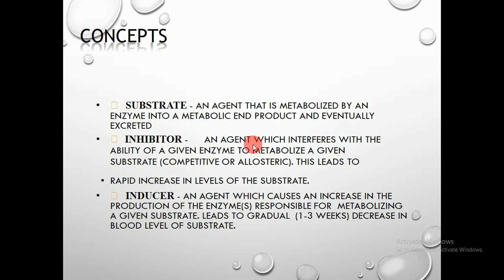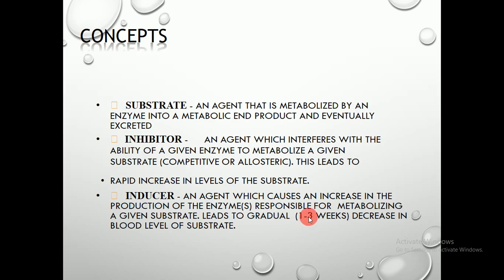Inhibitor is an agent which interferes with the ability of a given enzyme to metabolize a given substrate, competitive or allosteric. This leads to a rapid increase in levels of the substrate. The third one is inducer. An inducer, in simple words, is an agent which causes an increase in the production of the enzyme, while the inhibitor decreases the production of enzymes.